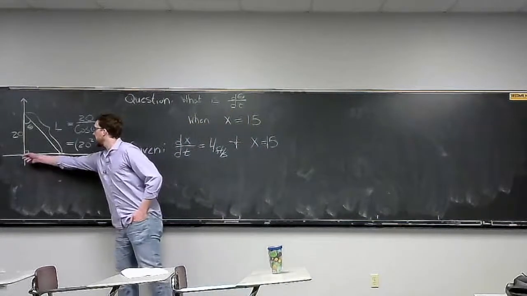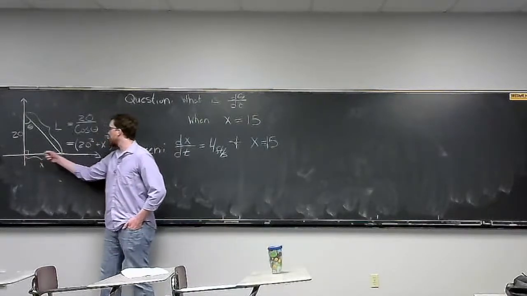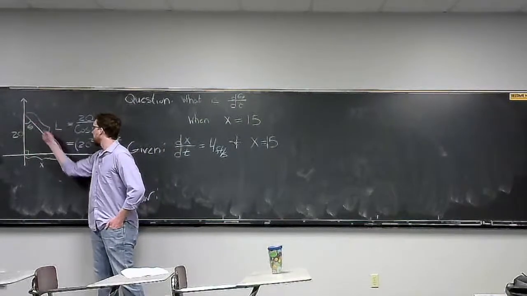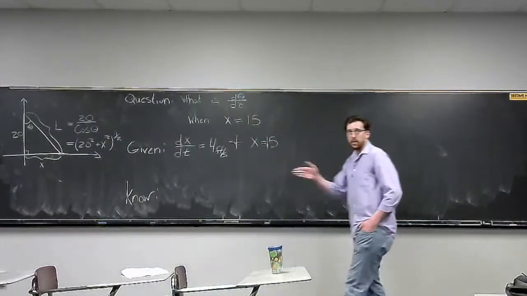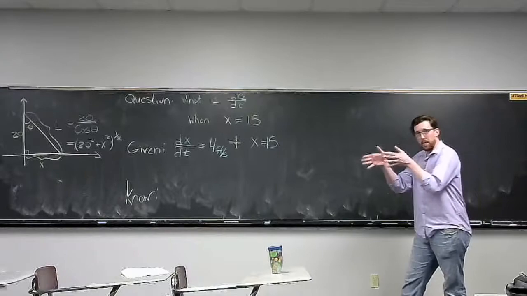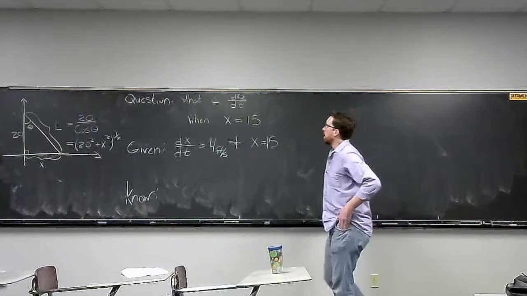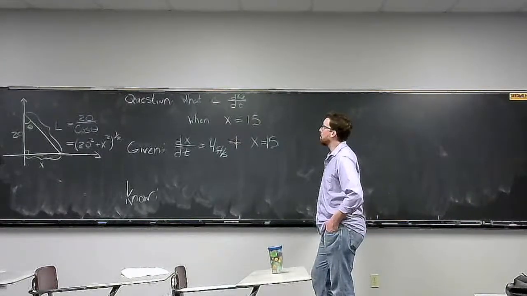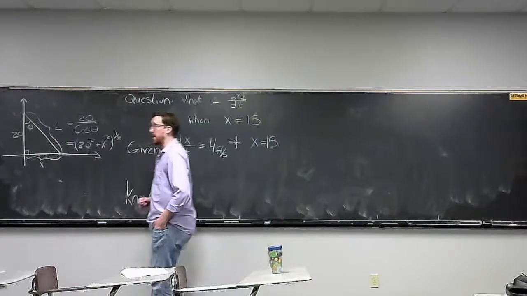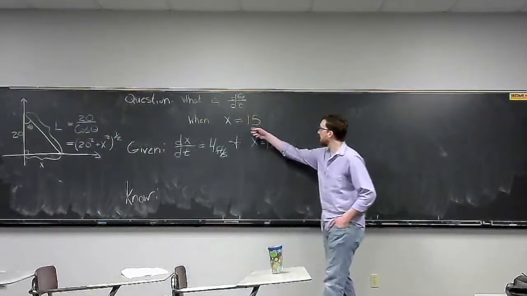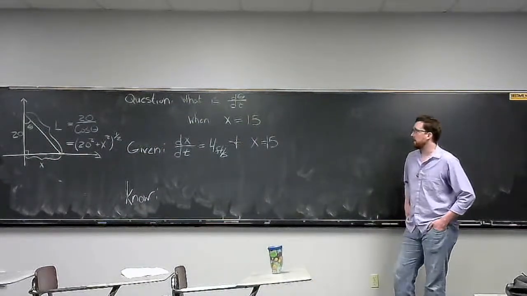And the path is that the guy is walking along here. And then this leg, the hypotenuse, just represents the path of the light. So the beam itself, right? Now what the question is asking is, what is d theta dt? So the change in this top angle with respect to time, given that x is equal to 15.